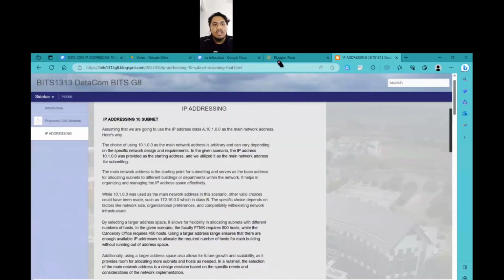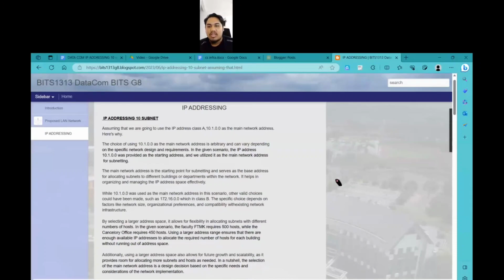It is because this IP is located in the category of class A, which means there are so many hosts we can put in. So the main network address serves as a reference point for organizing and managing the IP address space. It allows for the allocation of subnets to different parts of the network, such as buildings or departments. While 10.1.0.0 was chosen here, other value options could have been used, like 172.16.0.0. The specific choice depends on factors such as network size, organizational preferences, and compatibility with existing infrastructure.